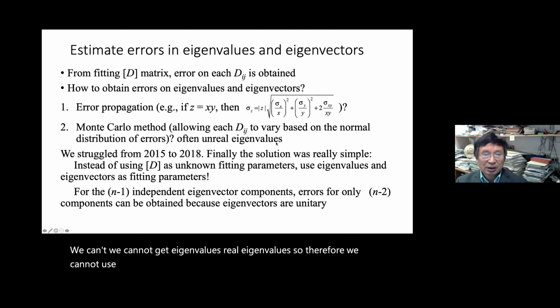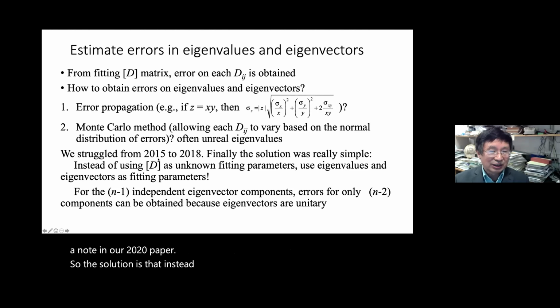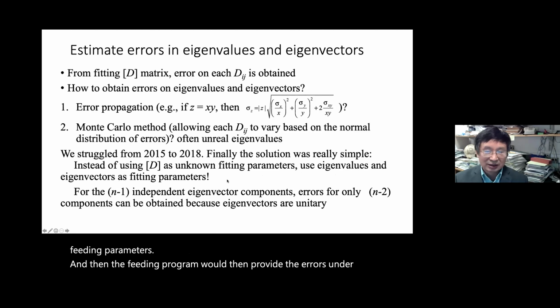After a lot of struggling, finally we found a solution, which was actually really simple. Initially we thought we might write a paper about this, but when we got the solution, it was so simple that we just made a note in our 2020 paper. The solution is that instead of using the diffusivity matrix as unknown fitting parameters, we simply use eigenvalues and eigenvectors as fitting parameters. Then the fitting program provides the errors on the eigenvalues and eigenvectors.